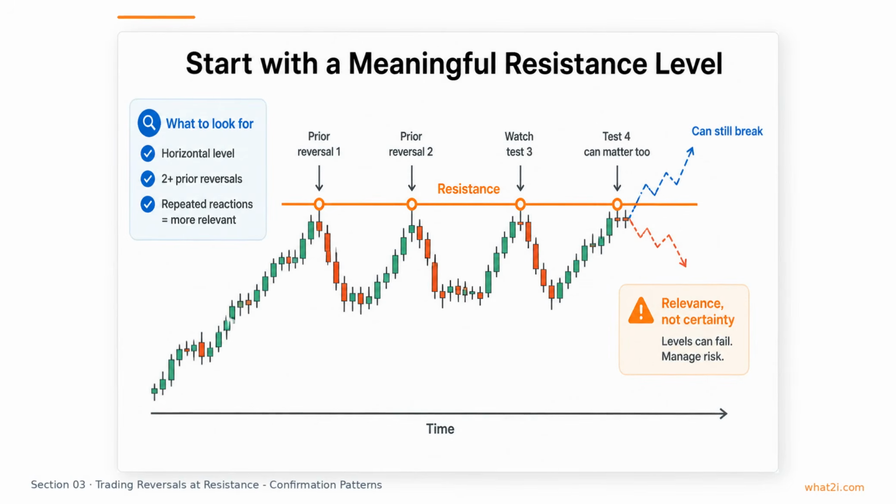Just like with support, reversal trades at resistance work best when the level already has meaning. Start by marking a horizontal resistance area where price has turned lower at least 2 times before. A third or fourth test often deserves even more attention because repeated reactions show the market remembers that zone. Even so, repeated tests do not guarantee a reversal. Sometimes a well-known level eventually breaks because the buying pressure has built up enough to push through. So the goal is to respect the level while staying flexible about the outcome.